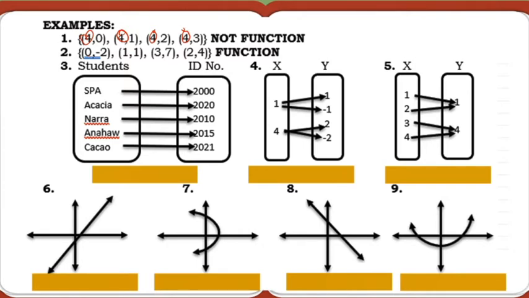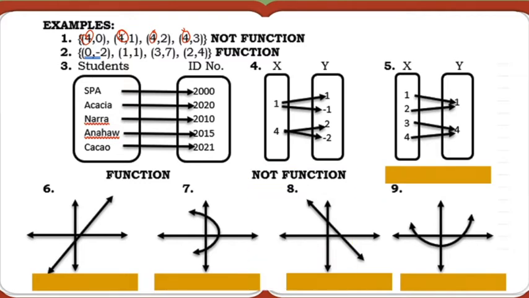Number 3. Okay, this is an example of one-to-one correspondence. So, ito ay function. Number 4, okay, that is not function kasi meron tayong lumabas na dalawang arrow sa isang value ng x. So, this is an example of one-to-many, kaya siya not function. Obviously, yung number 5, this is a function kasi this is an example of many-to-one.